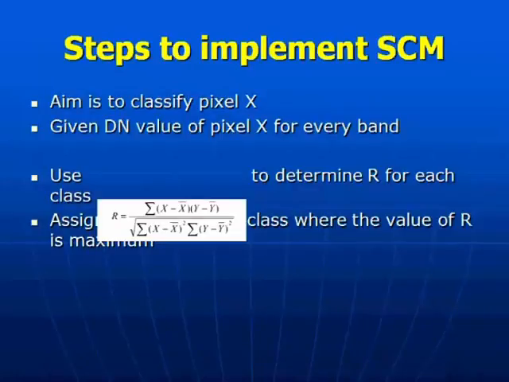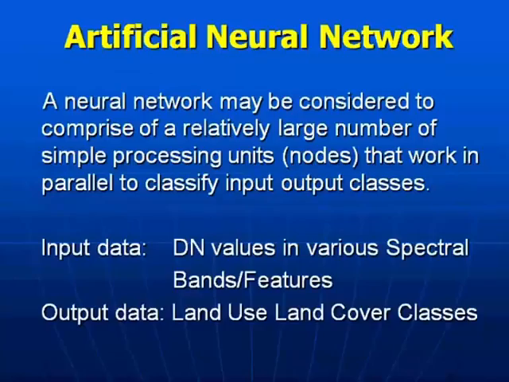So my aim is to classify pixel x, given the digital number value of pixel x for every band. Use this correlation to find out R for each pixel and assign the pixel to that class which has the maximum correlation.